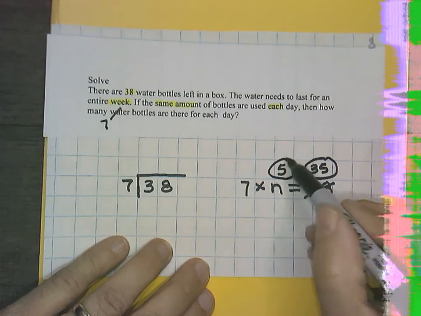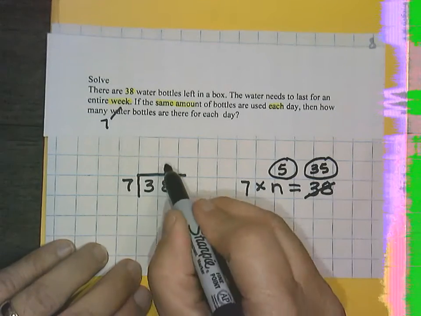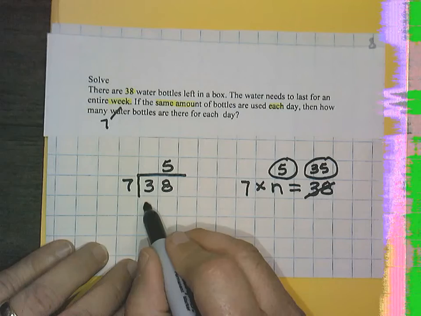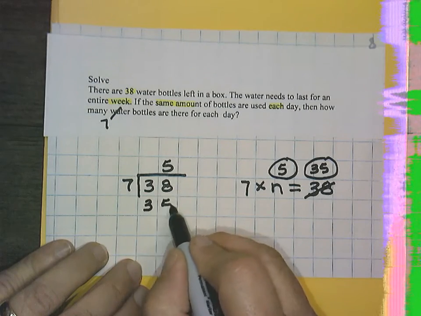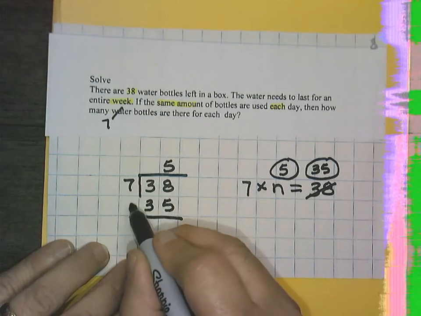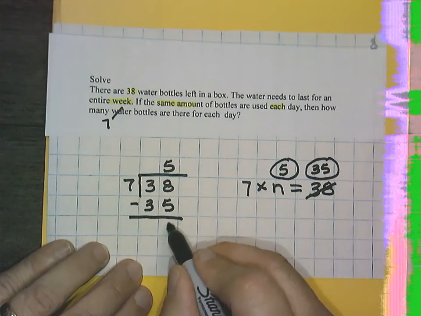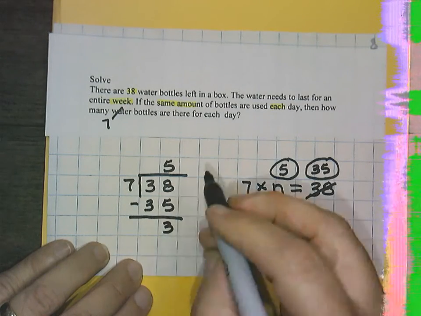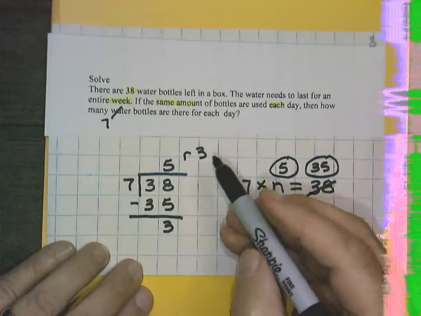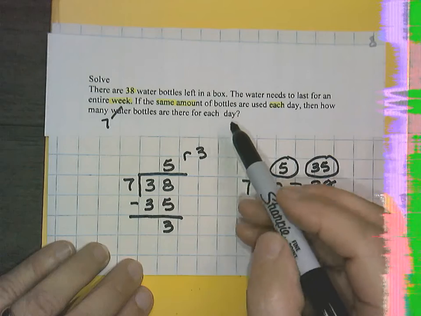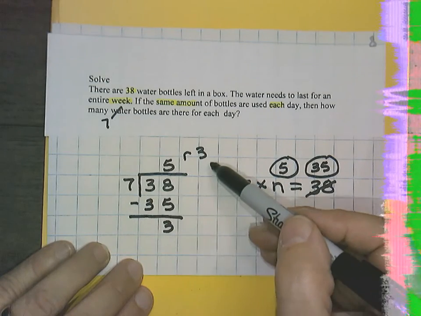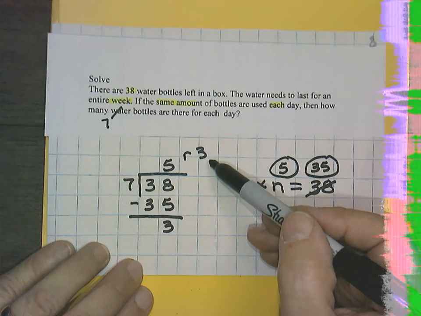I need both of these numbers. The 5 goes up here. And the 35, and I see when I compare it, they are not the same. They're different, and different means subtract in math. So my answer is going to be 5. So there are five. In other words, how many bottles are there for each day? There's five for the week. Every day there's five. But at the end of the week, apparently, there would be three left over.